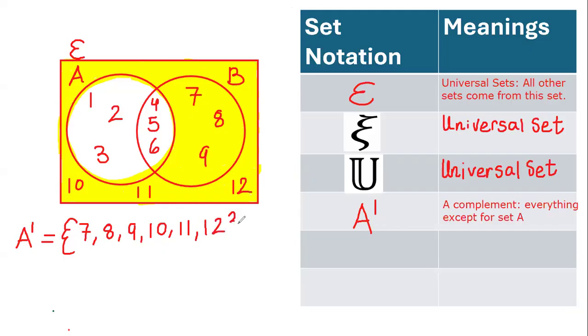And so we have 7 through 12. That's what's going to be inside of the complement of A. All right. Class, do we understand this? Let me know if you all understand this, please.